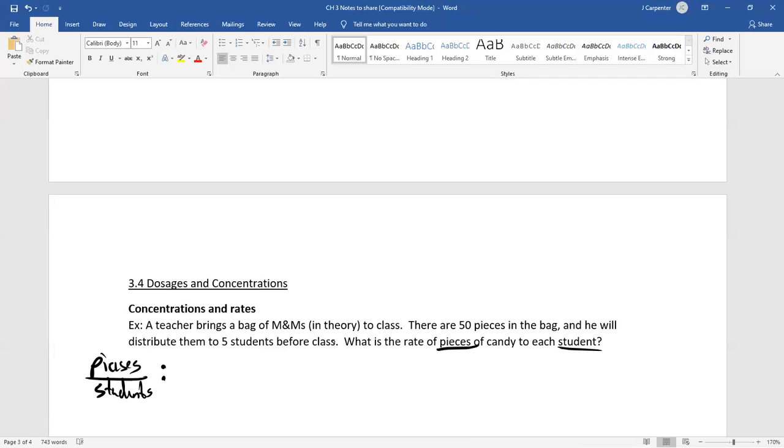It's that easy. All right, so we got 50 pieces. I'm not setting up a proportion here, so I do want to write the units per 5 students. It's very easy to do that division. You're going to get 10, and that's 10 pieces over students, or 10 pieces per student. And I think that makes sense because student 1 gets 10 pieces, student 2, student 3, student 4, student 5 get 10 pieces. If you add 10 plus 10 plus 10 plus 10 plus 10, you get 50. How much candy I had in the bag.